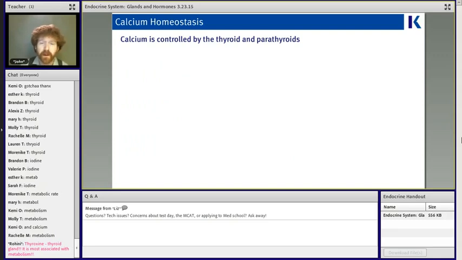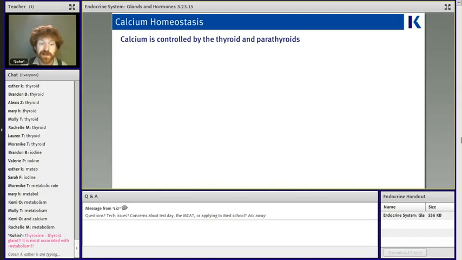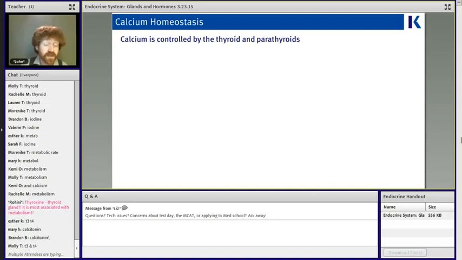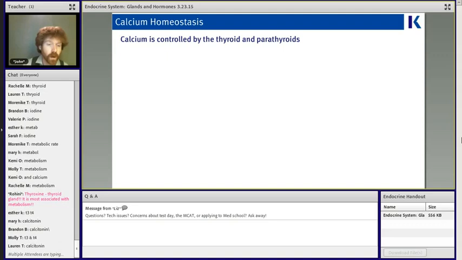So calcium is primarily controlled by the thyroid again and the parathyroids. Let's talk about which hormone comes from where. What is your hormone from the thyroid gland? Well, T3, T4, you got it. That's your thyroxines, the T4. But calcitonin's the other one, exactly.